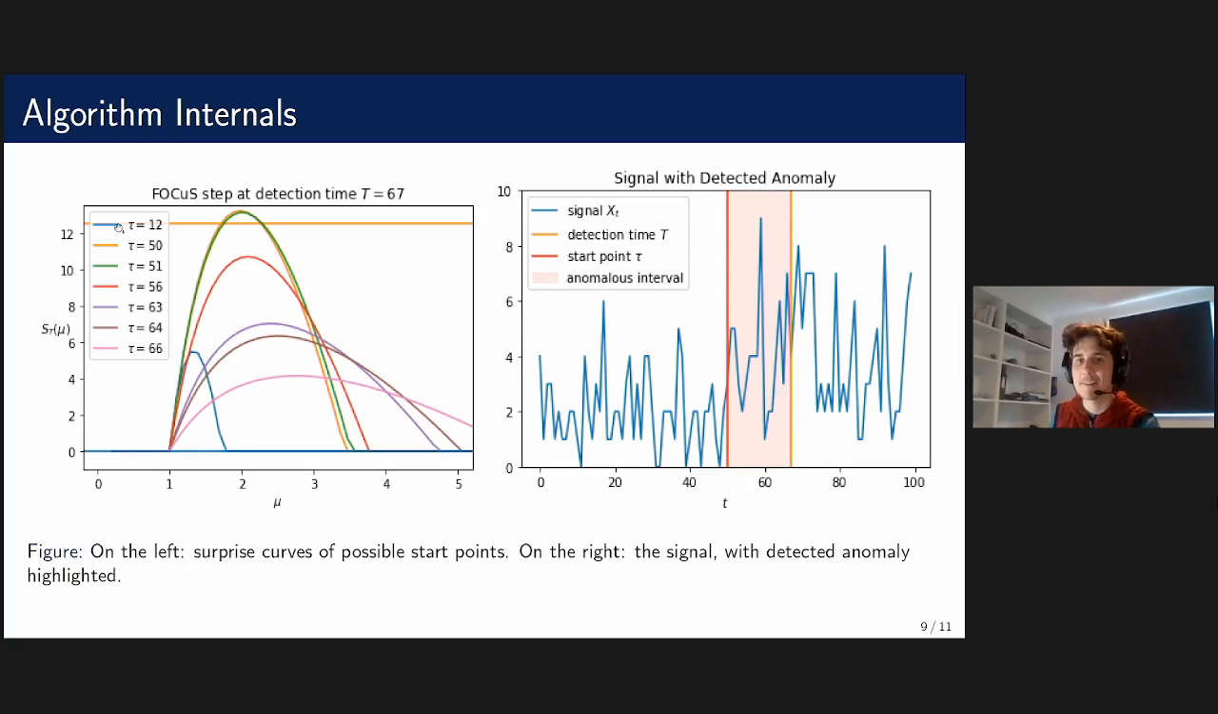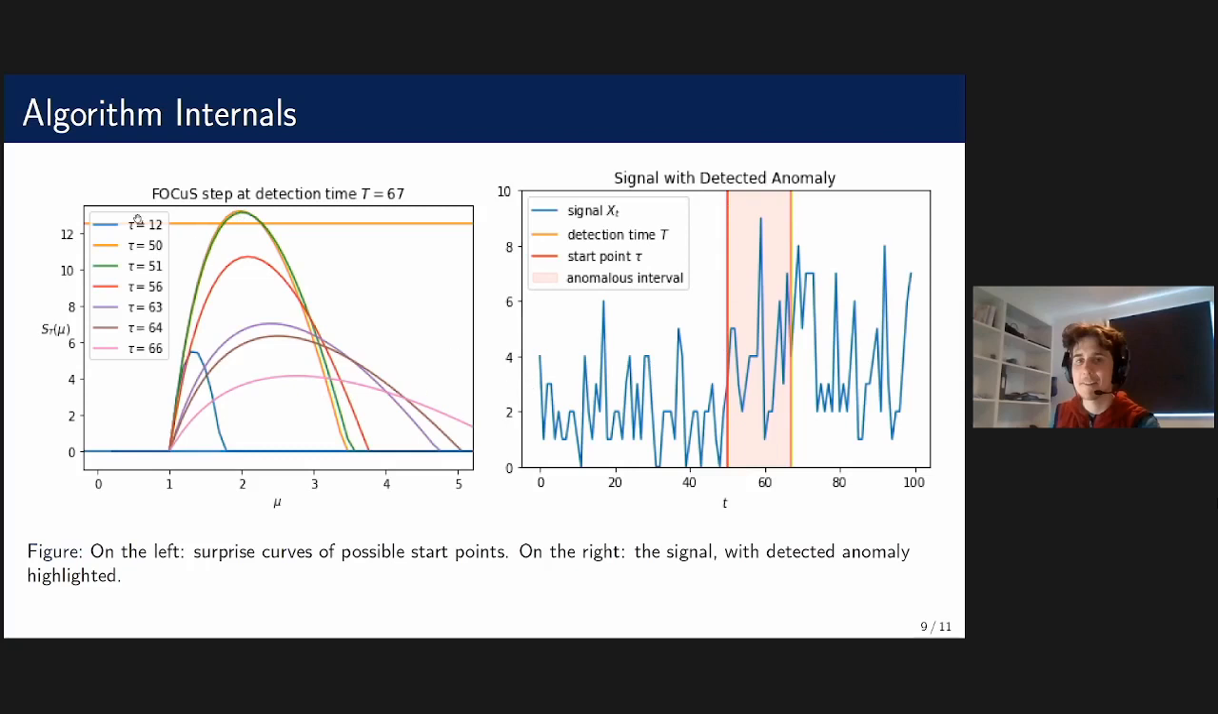What it's done, at time 67 on the left, is we have a collection of possible start points. These possible start points have surprise curves, which are multicolored. And each surprise curve, the very top of it, corresponds to that surprise statistic I told you about before. So we have the 12.5 threshold line for a 5 sigma event. And we can see that the t equals 50 surprise curve has met that threshold at time 67. And we think, yep, we've found our anomaly.